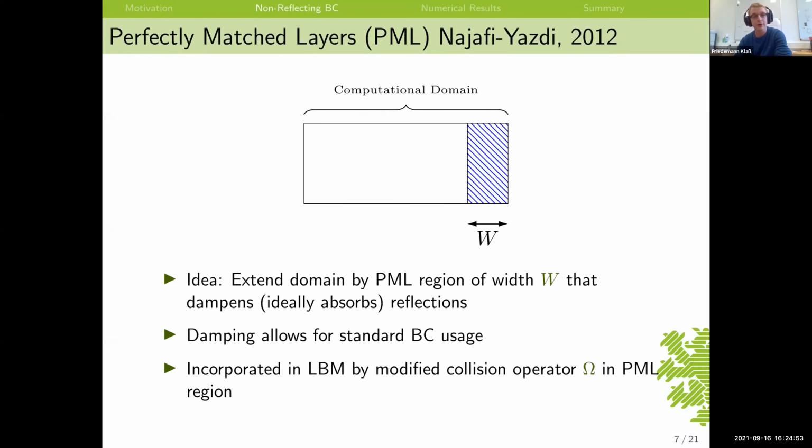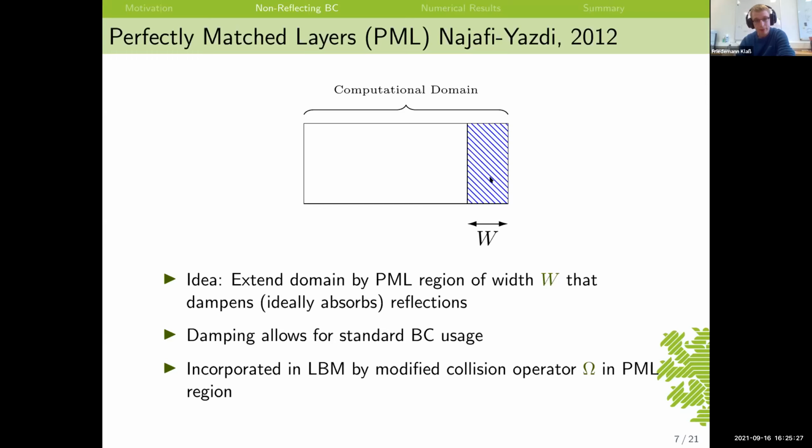And the first thing we looked at was the perfectly matched layer approach, which has been extended to the lattice Boltzmann framework by Najafi Yazdi and his co-workers in 2012. So the idea here is actually quite simple. We have a computational domain, and we attach an additional damping zone of a certain width, W, in lattice nodes to that. So if we consider here a non-reflecting right boundary, we will attach this damping zone to the right-hand side.